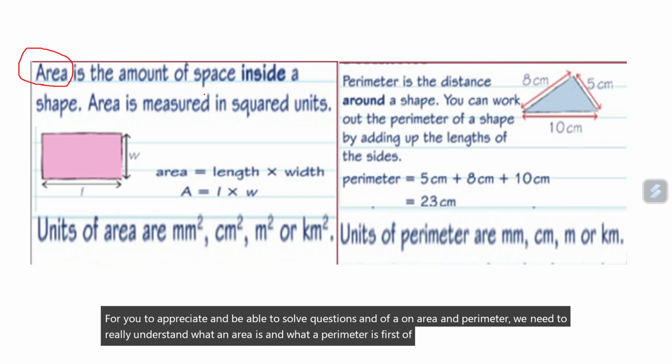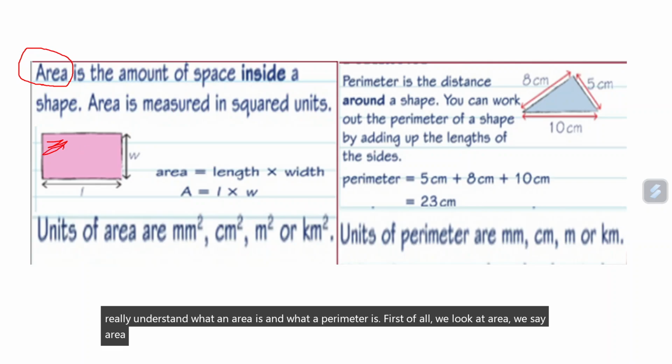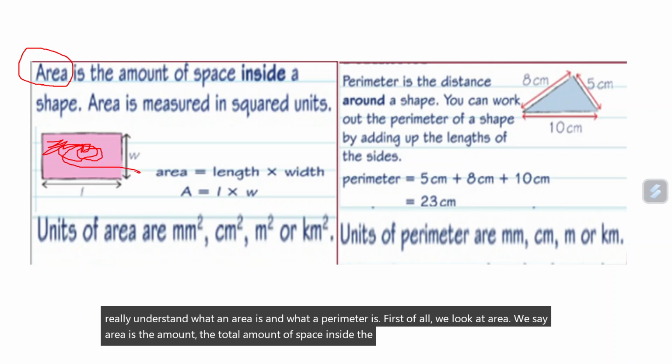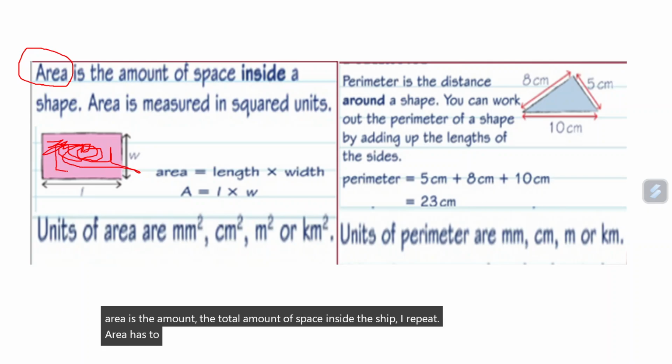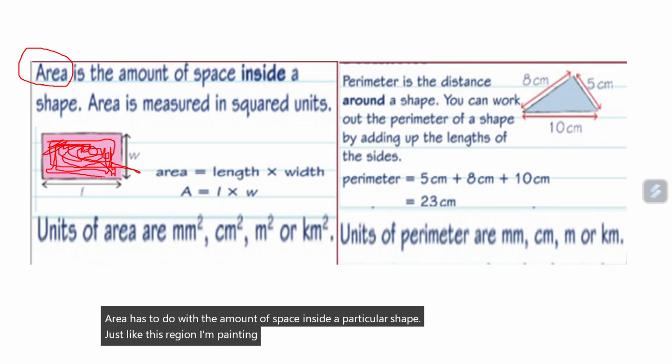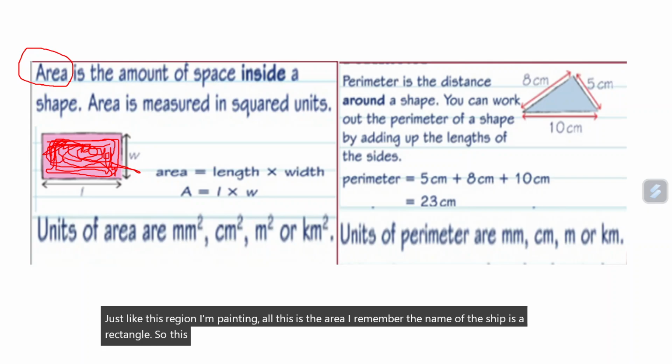First of all, we look at area. We say area is the total amount of space inside the shape. I repeat, area has to do with the amount of space inside a particular shape. Just like this region I'm painting now, this is the area. And remember, the name of the shape is a rectangle. So this is the total amount of space inside this rectangular shape.